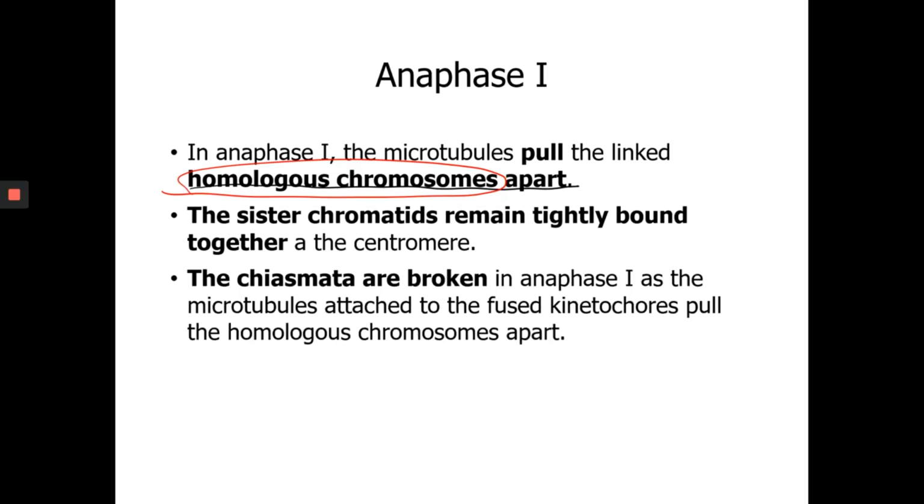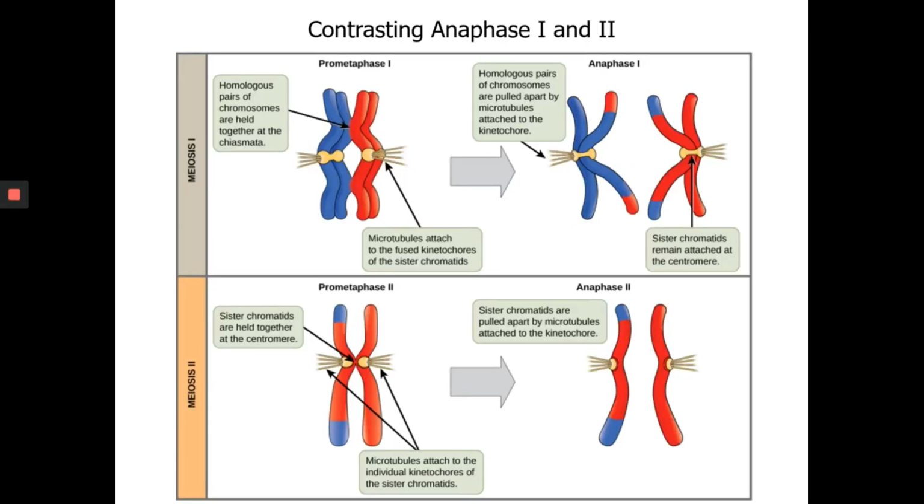There's a good chance that you may get a question on this. The question may say, in which stage of meiosis are homologous chromosomes separated or pulled apart? And the answer is going to be Anaphase 2. Sorry, the answer is going to be Anaphase 1. Anaphase 1. I want to show you this comparison between Anaphase 1 and Anaphase 2.